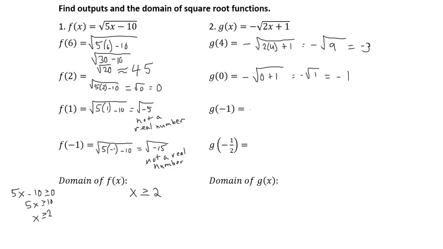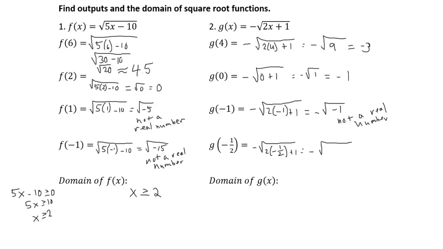Plug in -1. And we get 2 times -1 plus 1. So 2 times -1 is -2, plus 1 gives you -1. So this is not a real number. And plug in -1/2. So 2 times negative 1/2 plus 1: half of 2 is 1, so negative 1 plus 1, which would give you 0.